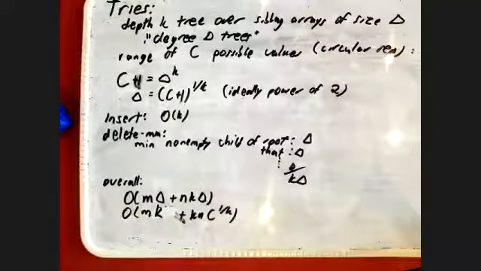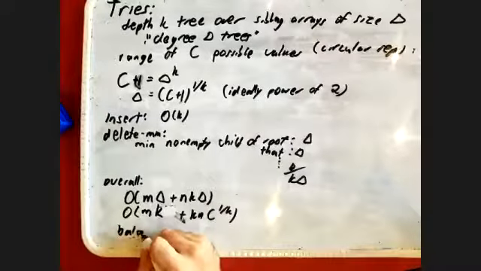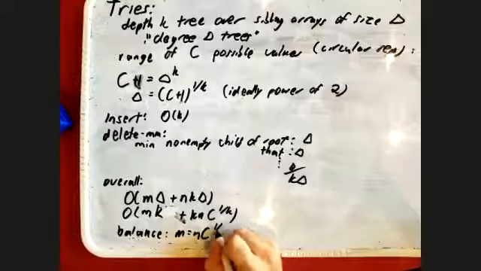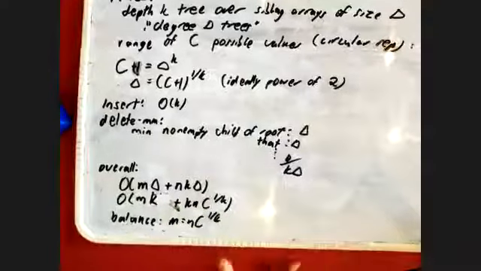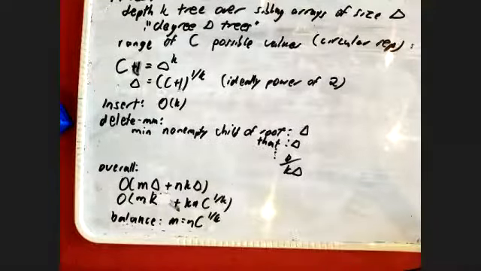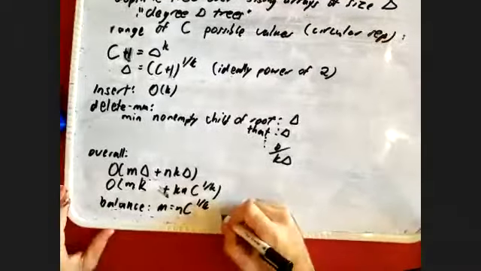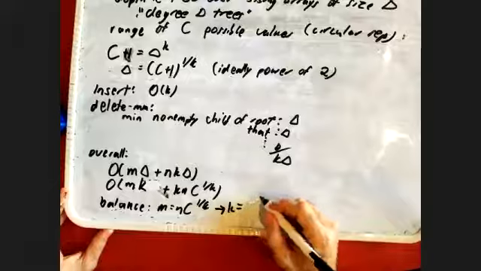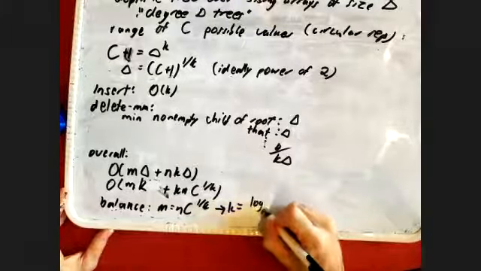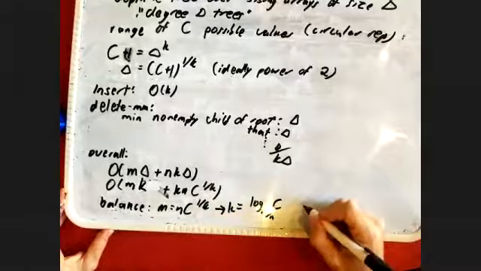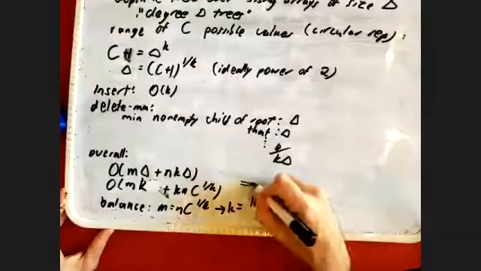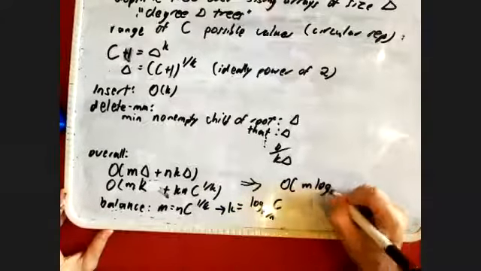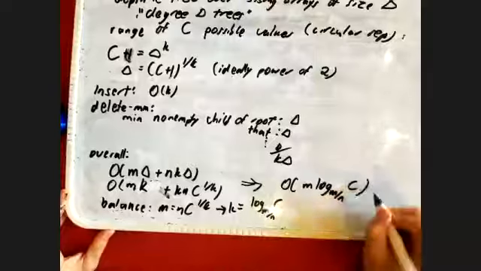Good. So here again, I'm going to balance by setting m equal to n c to the 1 over k. And if you do the math, this tells you that k should be equal to log base m over n of c, and your runtime becomes order of m log base m over n of c.